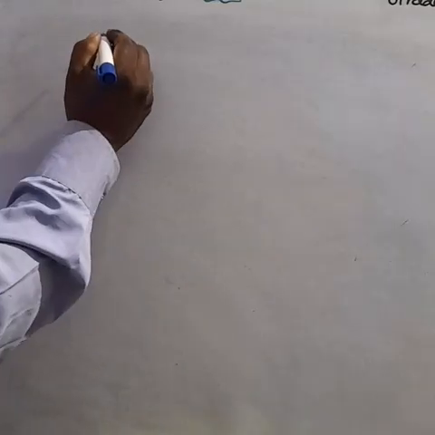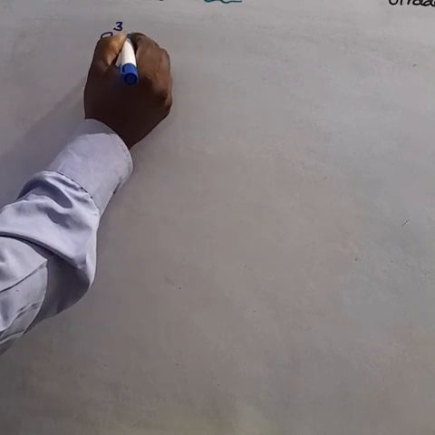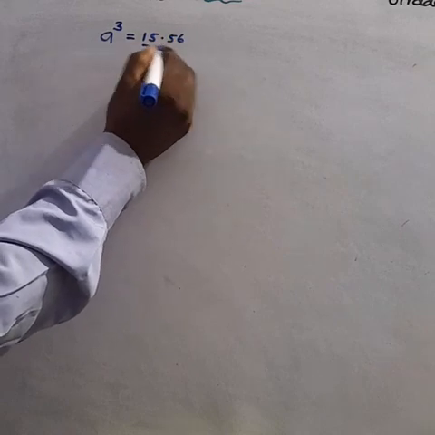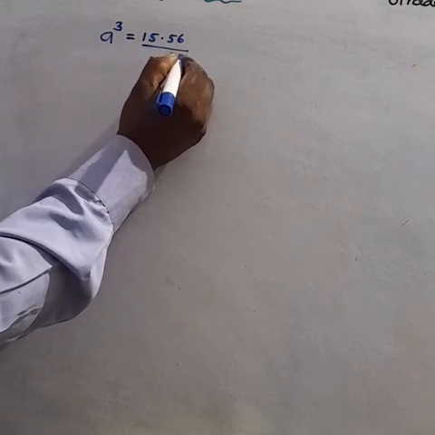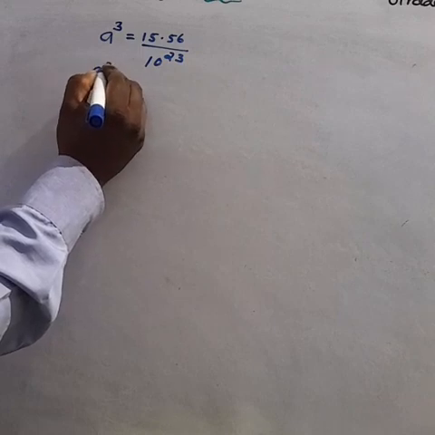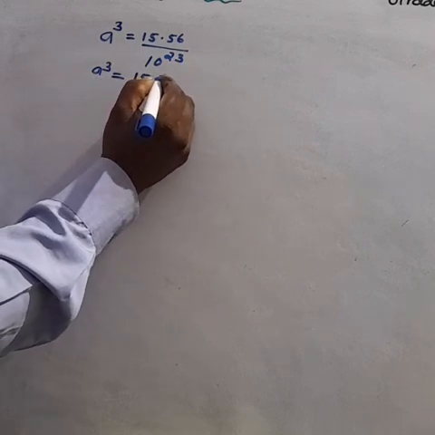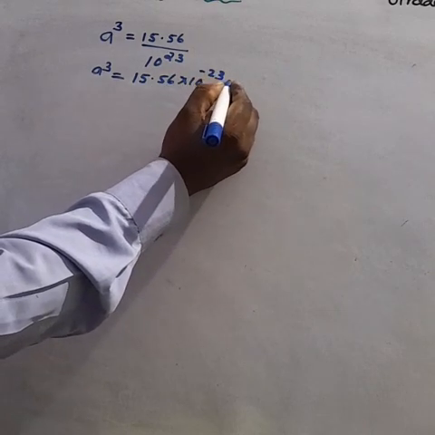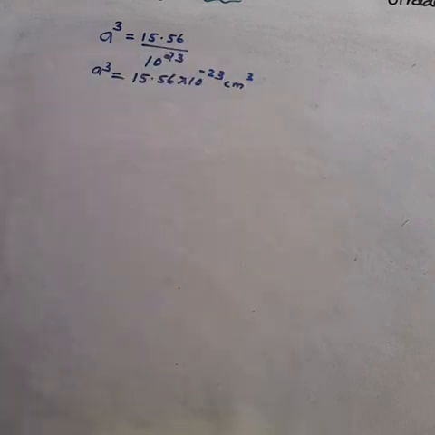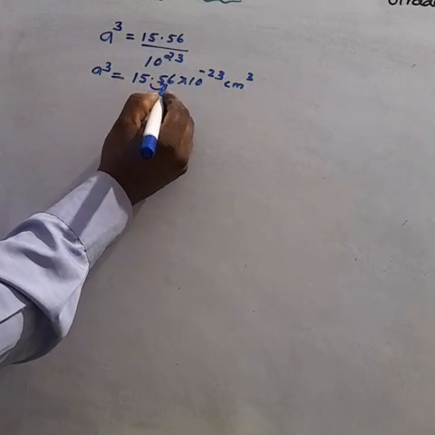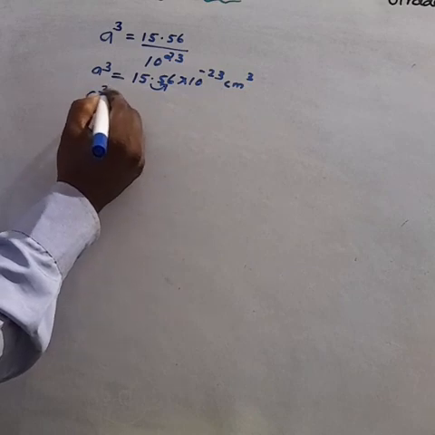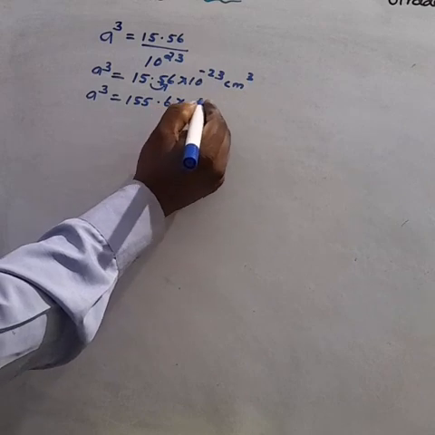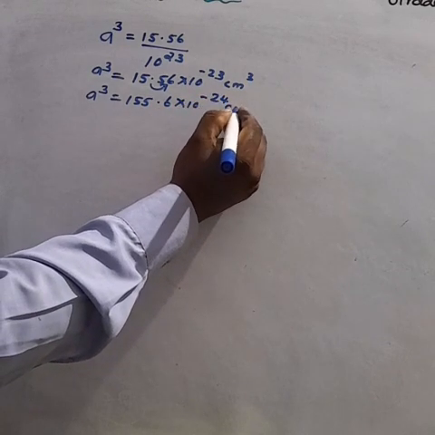Now we get a cube. a cube is equal to 15.56 divided by 10 raised to 23, that is 15.56 into 10 raised to minus 23 centimeter cube. Now I am shifting the decimal from the second to the third place. So a cube is equal to 155.6 into 10 raised to minus 24 centimeter cube.